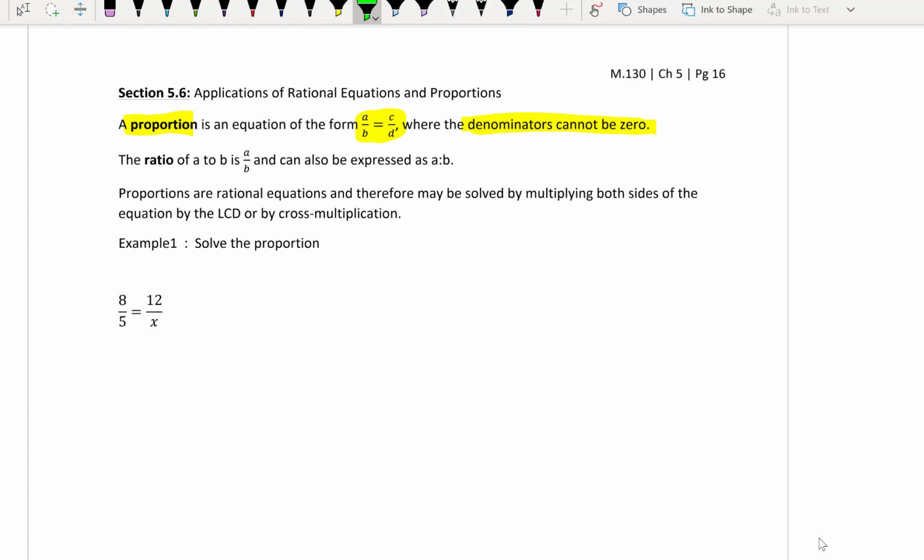So also a ratio of A to B can be written as a fraction, or it can be written as A semicolon B. And it says that proportions are rational equations and therefore may be solved by multiplying both sides of the equation by the LCD or by cross multiplication. I prefer to solve this by cross multiplication, but it really is student preference.